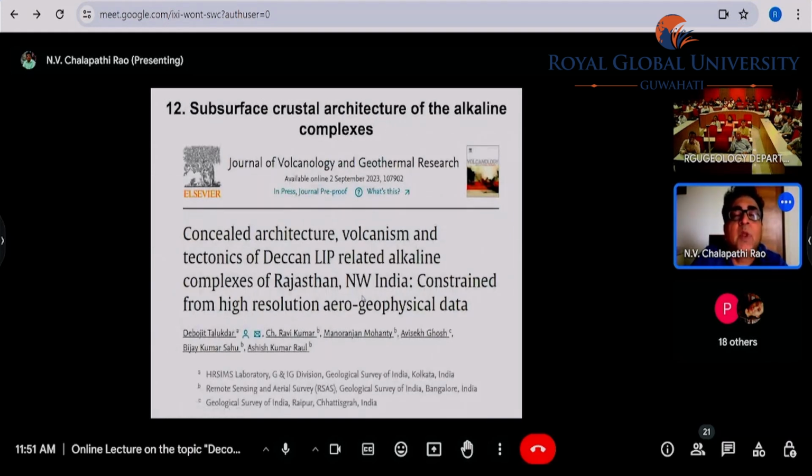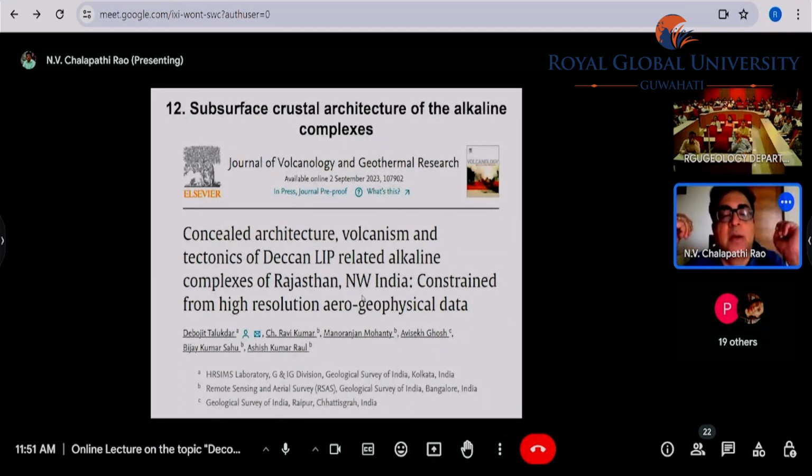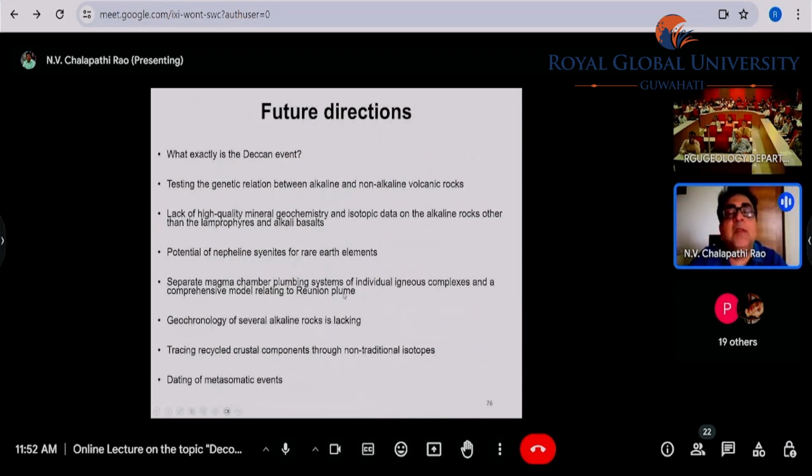So finally, whatever geological information has been given, it is based on your mineralogy and your field evidence. But if you find good support from geophysics, then we get a very good picture. So this is a paper which has recently come up by Dept and others from GSI, where they have brought out concealed architecture like plumbing systems based on aeromagnetic surveys and so forth, which establishes the petrological models which have been given by us.